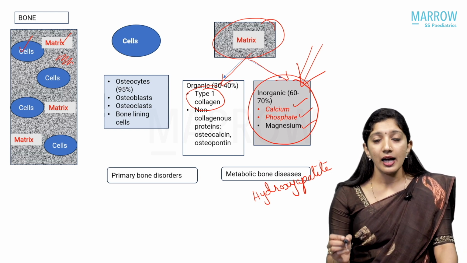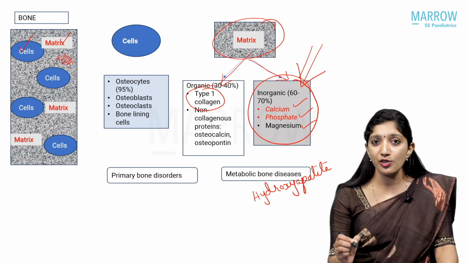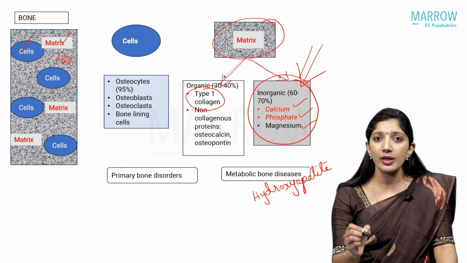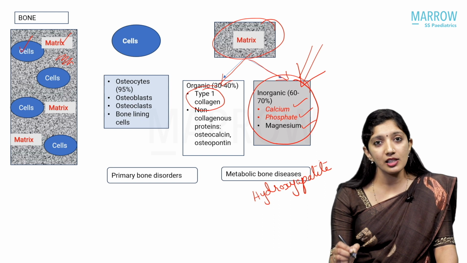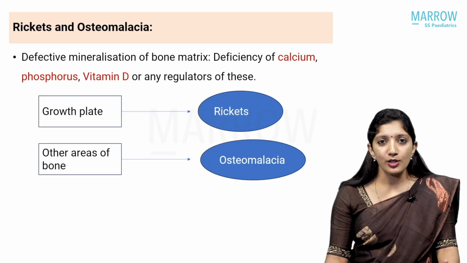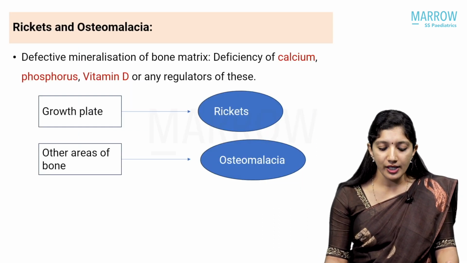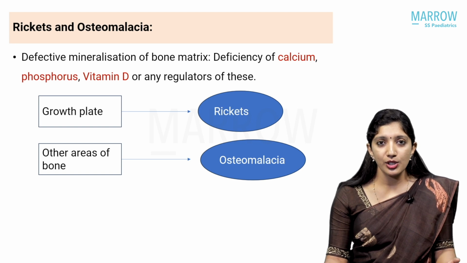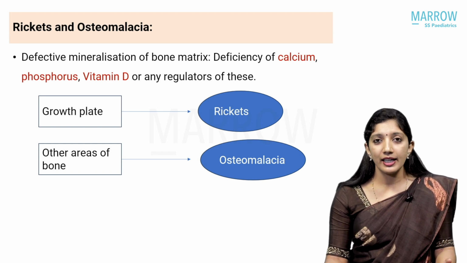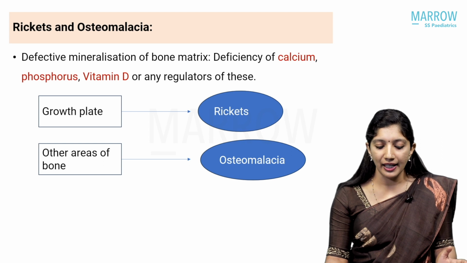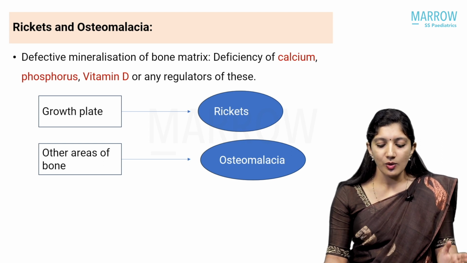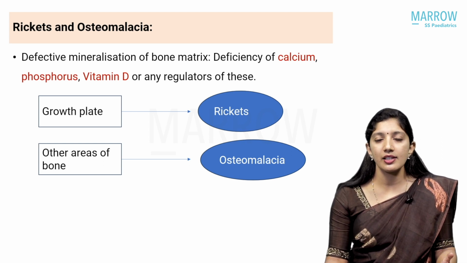And rickets, affecting this defective mineralization of bone, is called a metabolic bone disease because it affects this function of the bone. Rickets and osteomalacia, as I have told, is the defective mineralization of bone matrix. It is caused by deficiency of calcium, phosphorus, vitamin D, or any regulators of these.